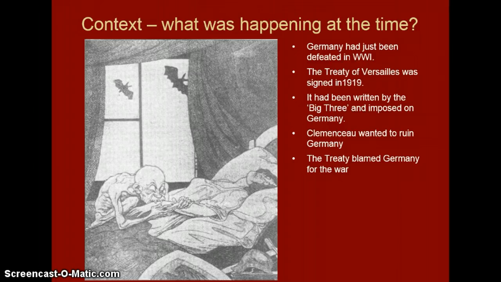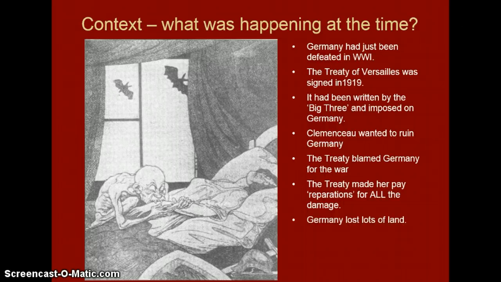and basically the treaty blamed Germany for World War I. The treaty also made Germany pay for all the damages in the form of fines or reparations. On top of this, Germany lost a great deal of land. She also lost her armed forces. And obviously, as a result, the Germans hated the treaty. So this is the context.